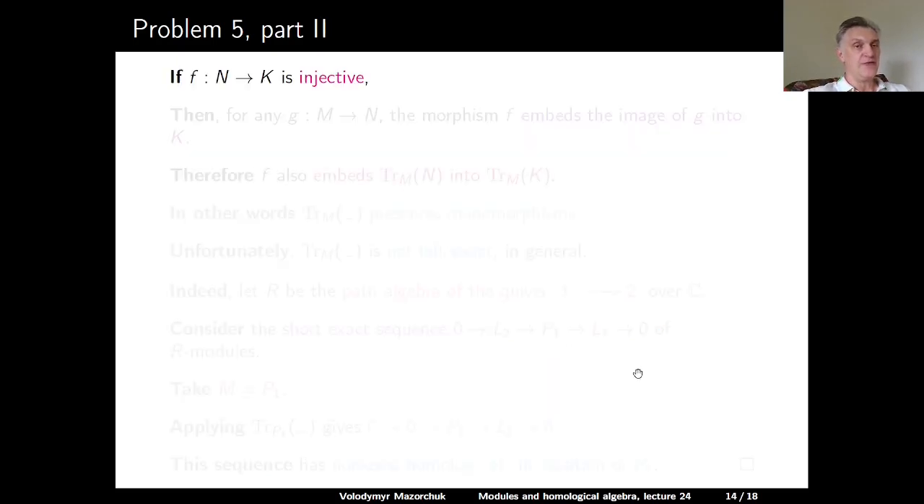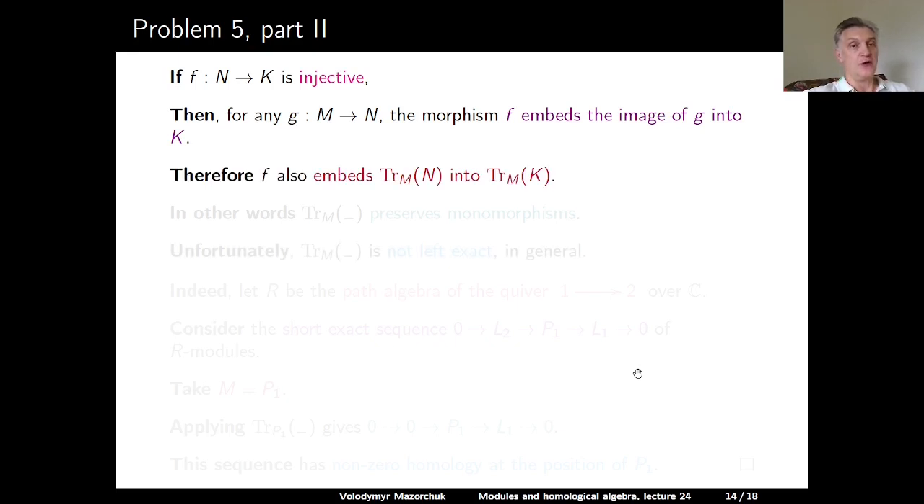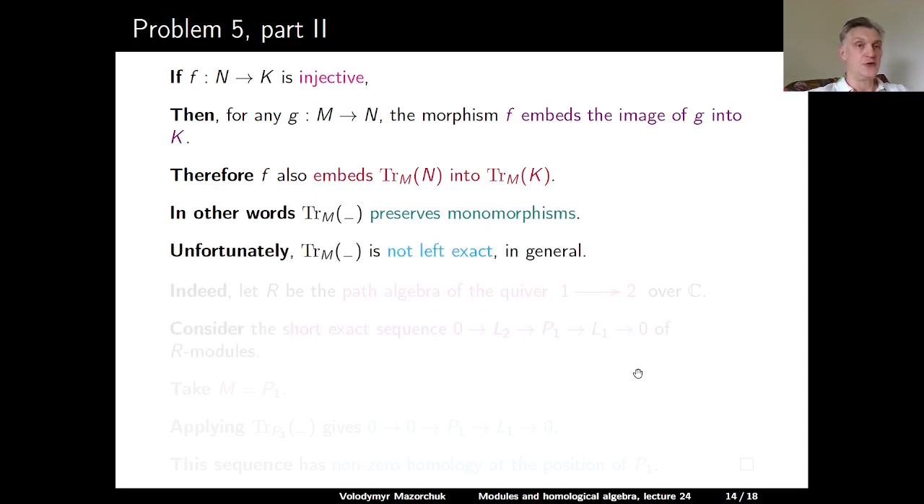Next, assume that F from N to K is an injective morphism. Then, for any G from M to N, the morphism F embeds the image of G into K, because F is injective. And so F also embeds the trace of M in N into the trace of M in K. In other words, this means that the trace of M preserves monomorphism. Unfortunately, the trace of M is not left exact in general.